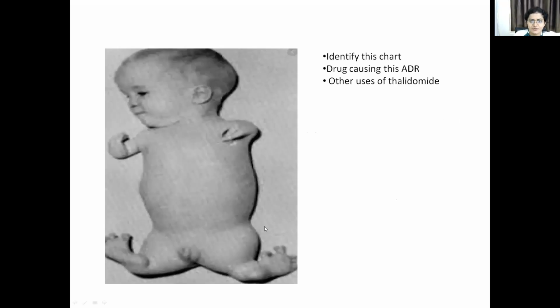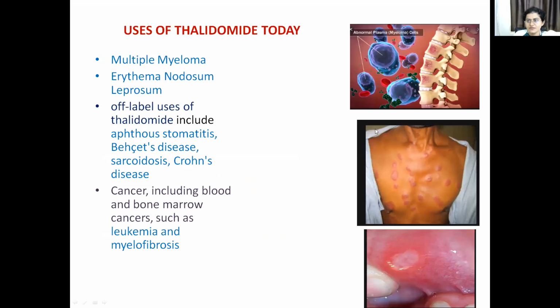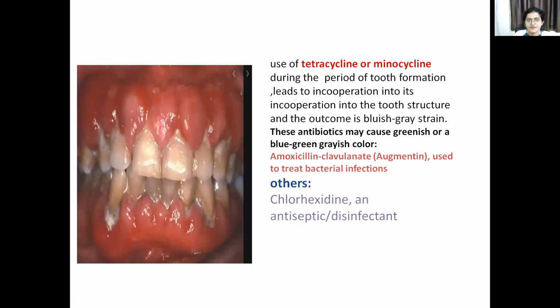Then second chart will be your seal-like limbs, which is mostly the drug causing disease thalidomide. Okay, which is called as phocomelia. So other uses of thalidomide you have to write is it is an immunomodulator drug, so it can be used for treating multiple myeloma, erythema nodosum leprosum, aphthous stomatitis, sarcoidosis, and some blood cancers like leukemia and myelofibrosis.